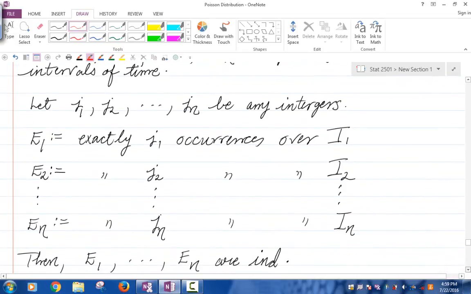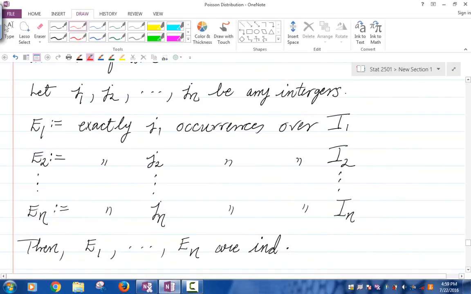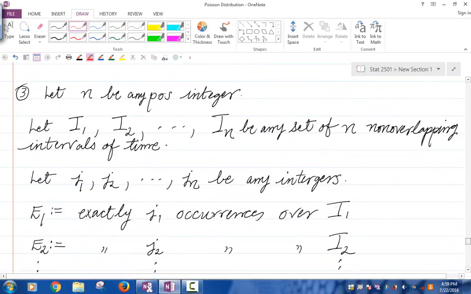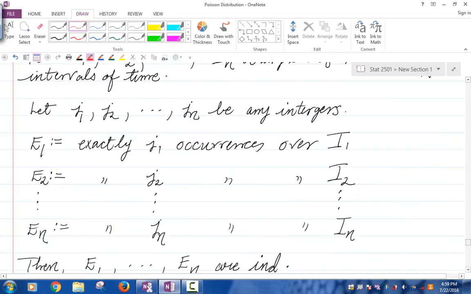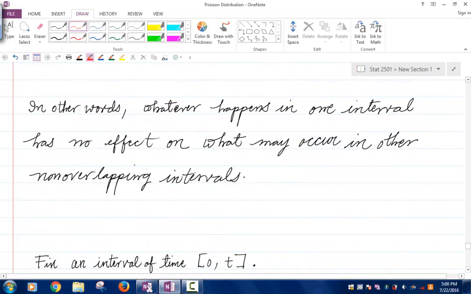Then assumption number 3 is that the events E1, E2, up to En are independent. In other words, what assumption number 3 is saying is that whatever happens in one interval has no effect on what may occur in other non-overlapping intervals.